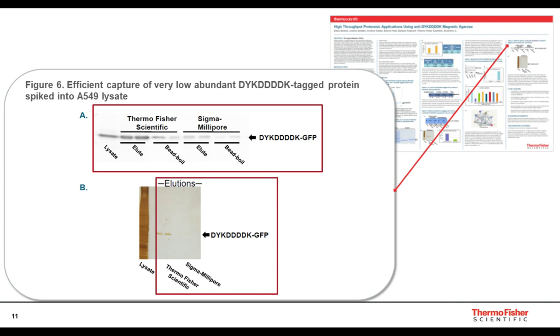The eluates were also run on a silver stain gel to evaluate nonspecific binding. The only band visible is that of the tagged GFP with the Thermo Scientific beads. Background for both Thermo and competitor beads is seen to be negligible.